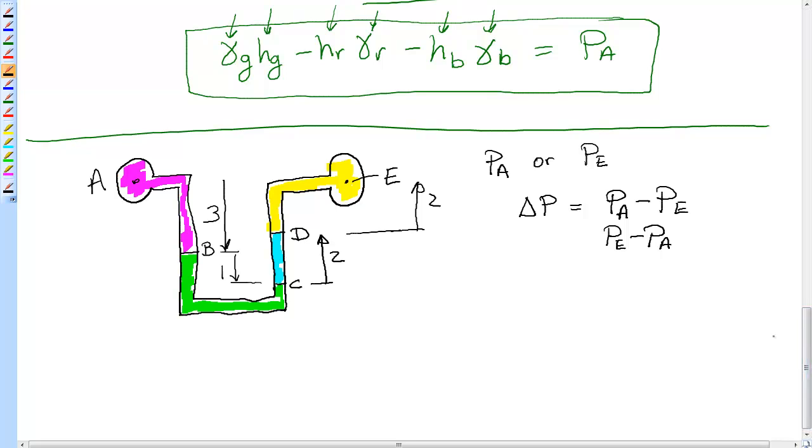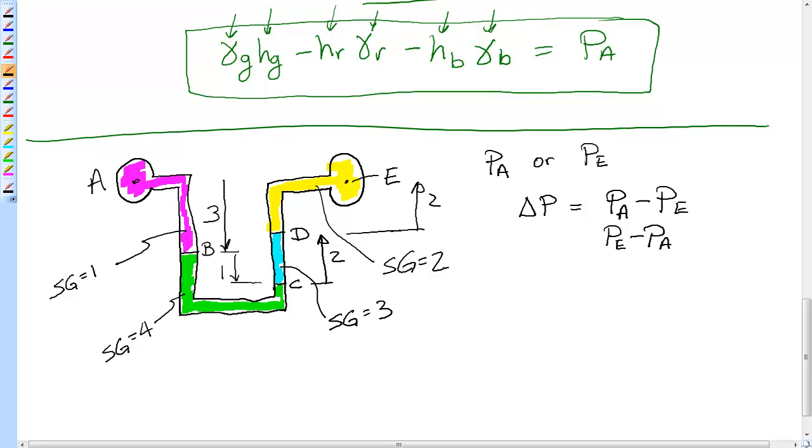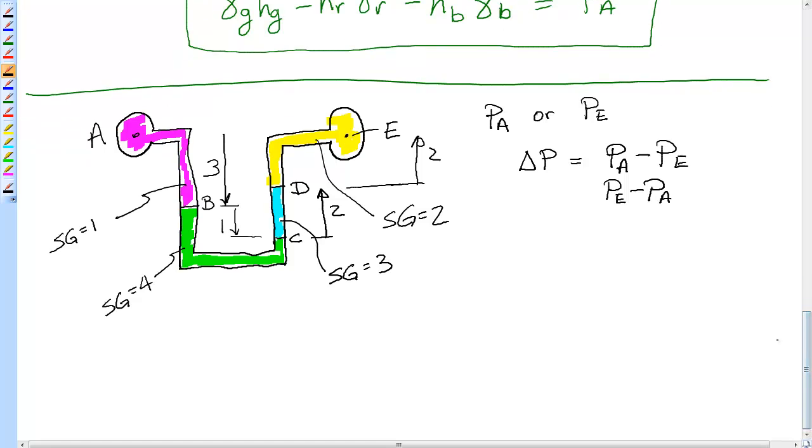Now, before we take off, we need to know our values. I'll say this is SG equal to 1, this is SG equal to 4, this is SG equal to 3, and this one will be SG equal to, say, 2. Now we have to remember what SG is. SG is nothing more than the gamma of the fluid over 62.4 pounds per cubic foot.